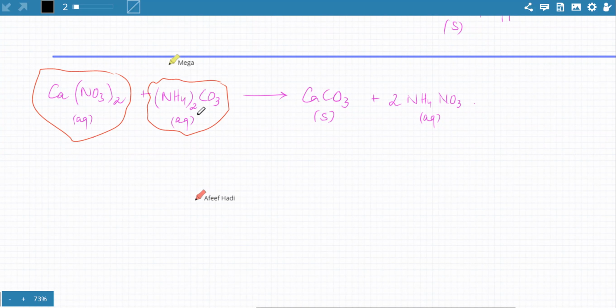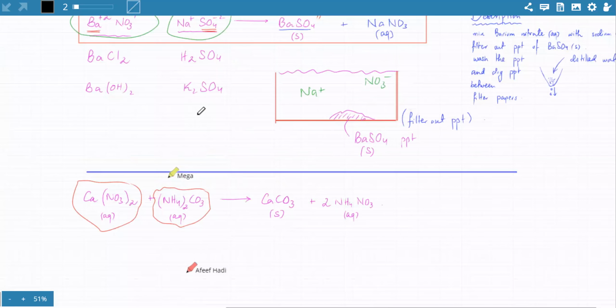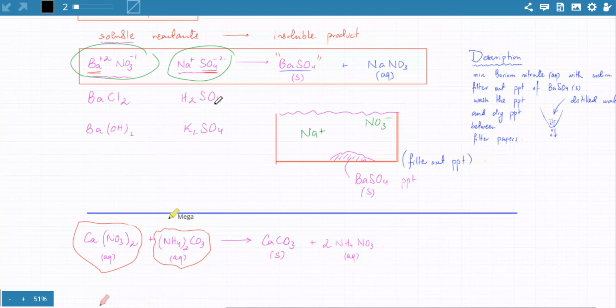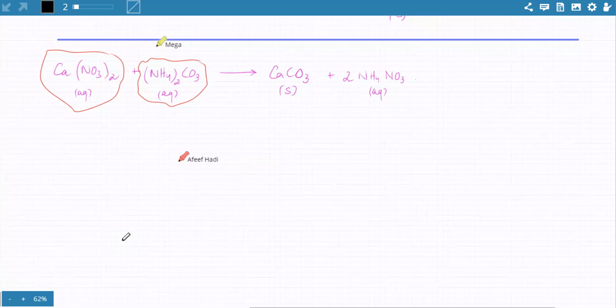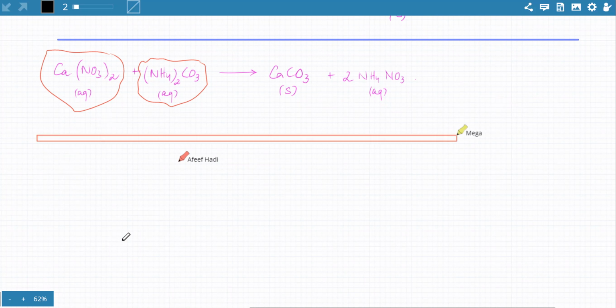Why can't it be insoluble? Because then the method doesn't work, and the ions won't be moving around in the solution if they're insoluble. Calcium nitrate being aqueous means that the nitrate ions and the calcium ions are not together; they're all roaming around. If it was solid, they would have been together, and there would be no need for any other ion to come in. So this is simply ionic precipitation.